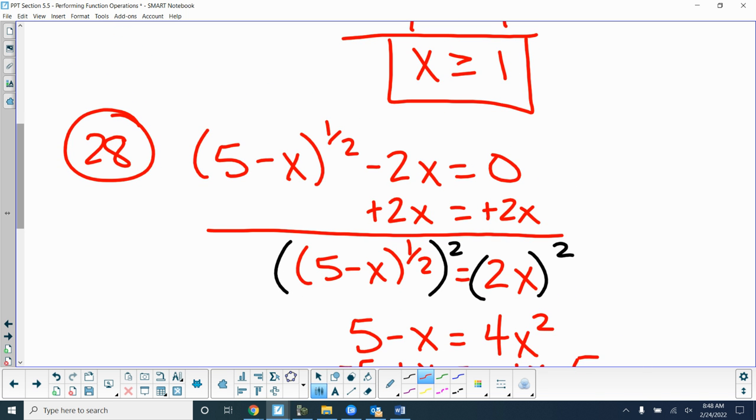I think it does, doesn't it? 5 minus a negative 1.25 is a negative, or positive 6.25, right? And I could take the square root of that. So I think both answers are good.